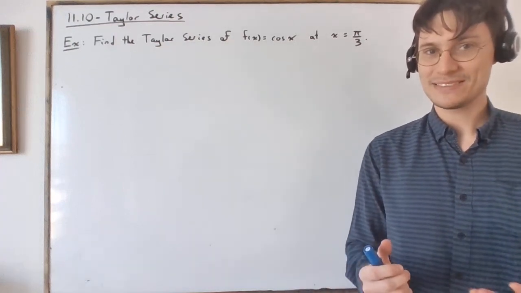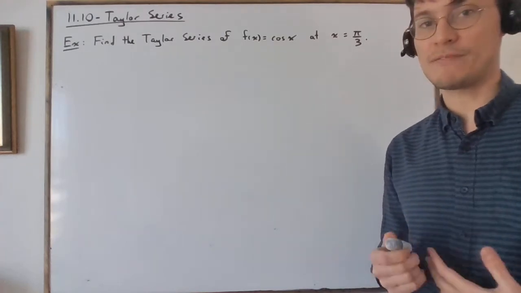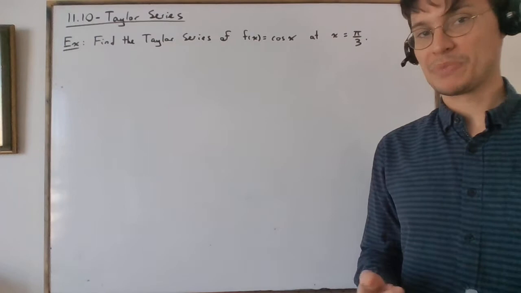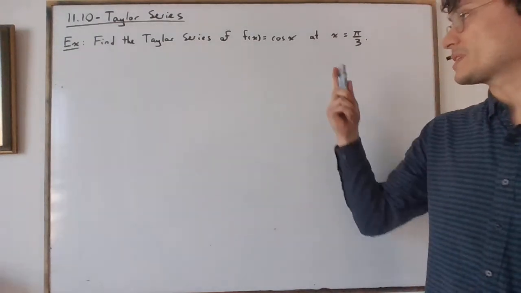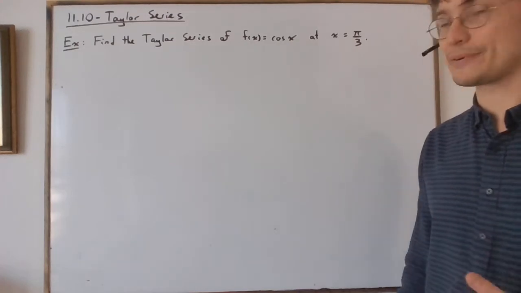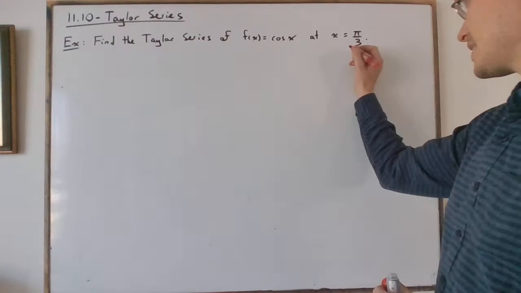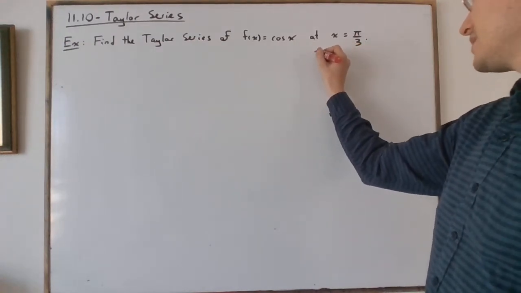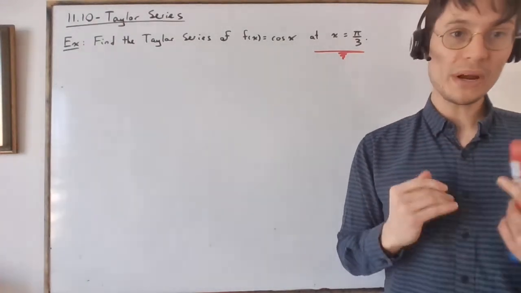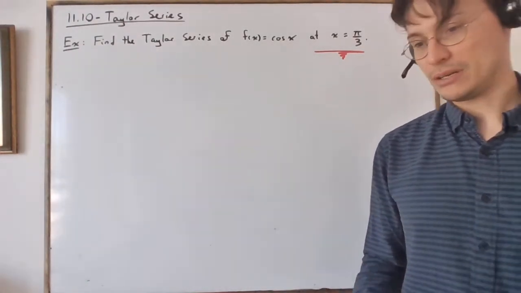Hi Calculus 3 students. In this example, we're going to find the Taylor series of cosine of x at x equals pi over 3. It's very easy to find the Taylor series of cosine of x at 0. At pi over 3, we will see that there's a slight complication involved by this choice of value of x.